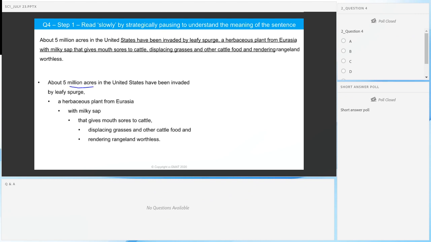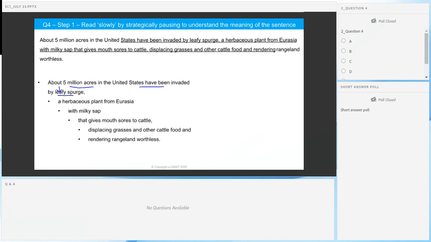About 5 million acres in the United States have been invaded by leafy spurge. So even if I don't remember that detail, 5 million acres, we can at least say that yes, a huge piece of land in the United States has been covered by what is called leafy spurge. Now, I really don't know what leafy spurge means, but by this term leafy over here, I can at least take a guess that probably the author is talking about a plant or a vegetation, right? It's a leafy something that has got leaves, right? Leafy spurge. That's how I'm decoding the information in my head.